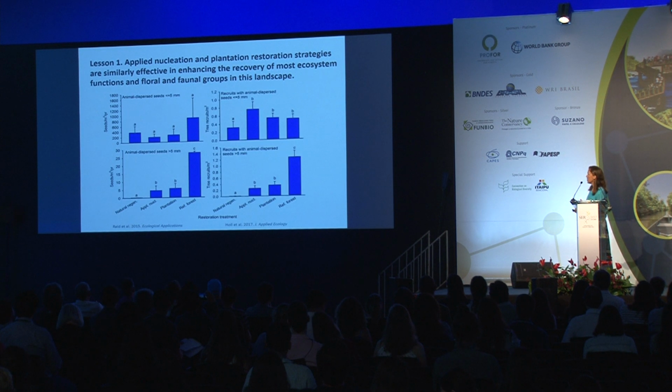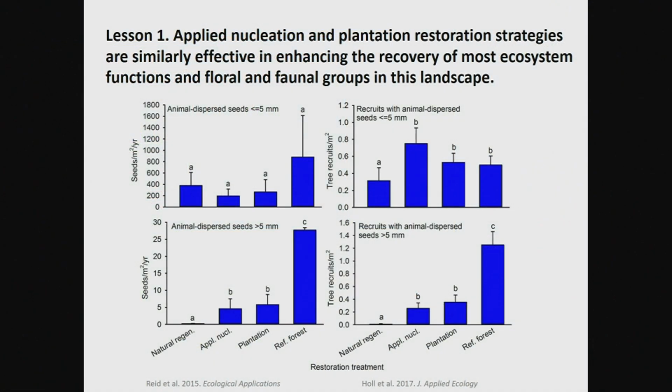Then now on the right is the same graph, but this is the number of recruiting seedlings for the small seeds and the large seeds. And again, we don't see much difference in the number of recruiting small seeded seedlings in applied nucleation, plantation, or reference forest. They're all pretty similar at this point. We do find that larger seeded species are much more common in the reference forest and then intermediate in applied nucleation and plantation. But in general, most response variables are very similar across these treatments.